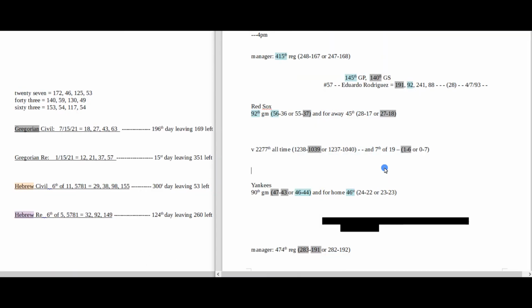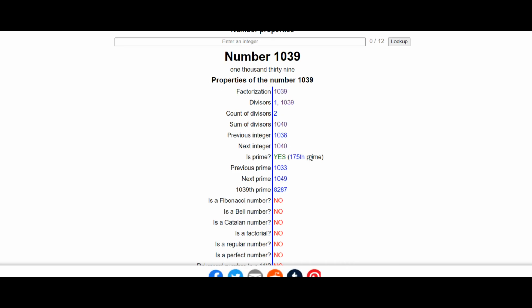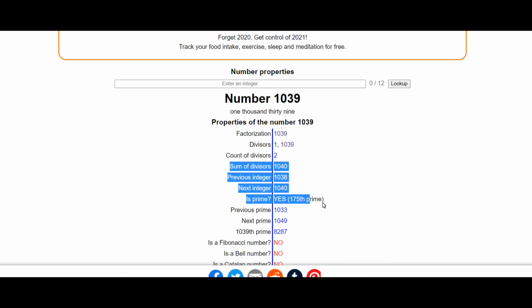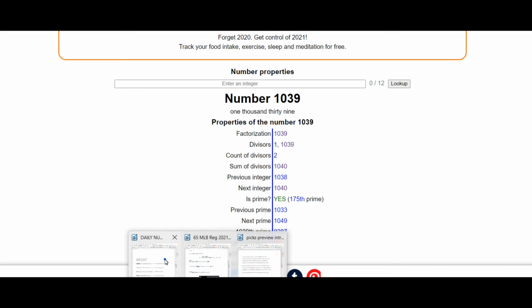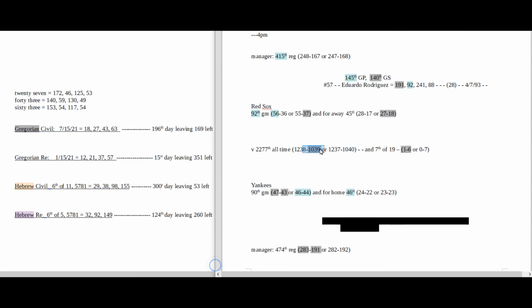Pretty straightforward. Also, Yankees could sit on 1,039 all-time head-to-head losses against Red Sox with a win. 1,039 is the 175th prime number. 175 is just an anagram of 715 or 157, it being the 15th of July. So that would be the narrative for the Yankees. They have some pretty good numbers.